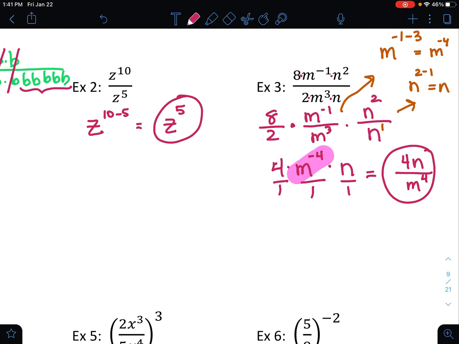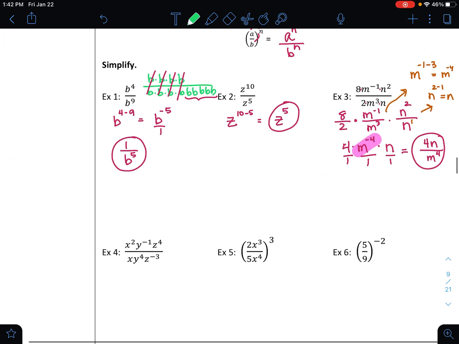So I chose to write it out separately. You also could do this. Let me get a different color here. You also could say, all right, I'm going to group together the 8s, and I'm going to group together the m's and the n's. Okay, so it kind of makes the picture messy there, but that's another way to do that.